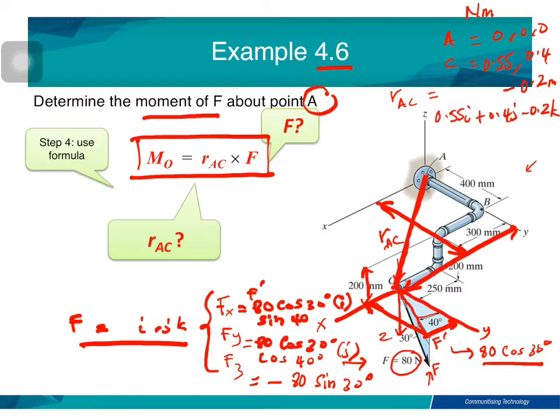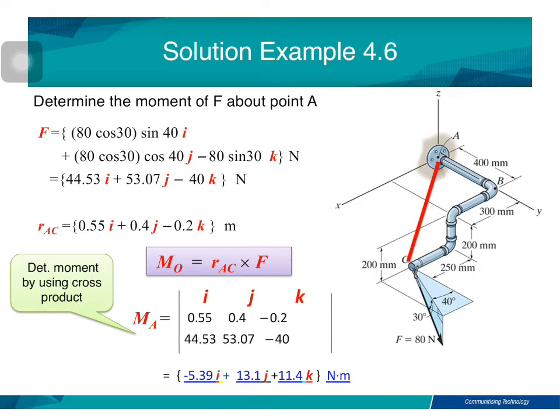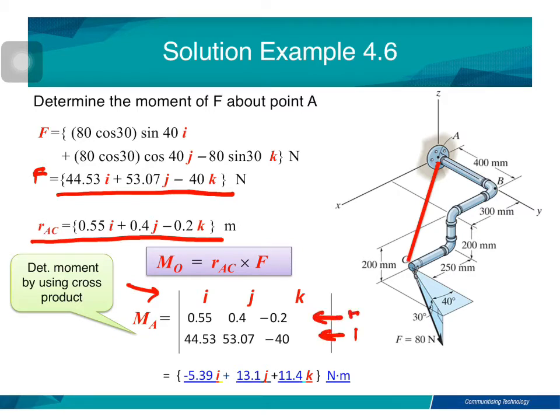Then you can write it into a determinant to determine the M. Can you do that? Next, you can solve for the F in Cartesian here. So you will get that F is equal to 44.53 I plus 53.07 J minus 40 K Newton. And then this is the RAC. And then we can write this into the determinant. Write I, J, K, then write this is the R, and this is the F. I, J, K. Then you can solve.